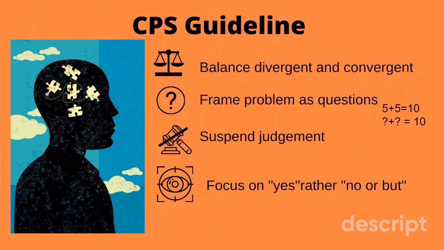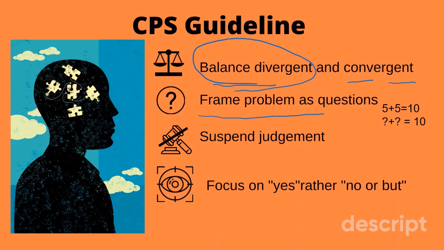Let's go through the creative problem solving guideline. The first is balance divergent with convergent. It means that you start with divergent and come up with a free flow of ideas without judgment, followed by the convergent of evaluating and organizing all those ideas.